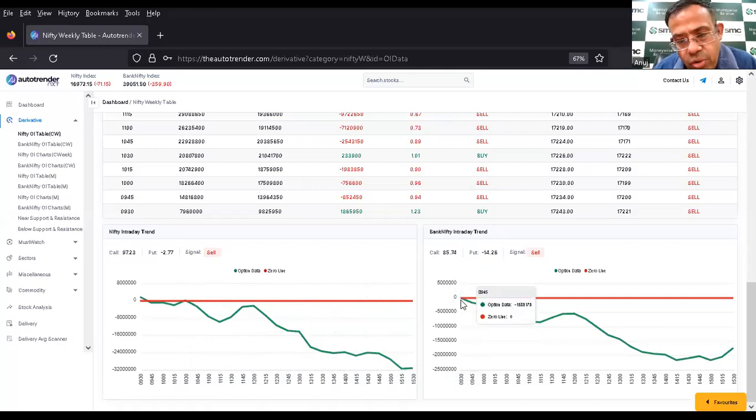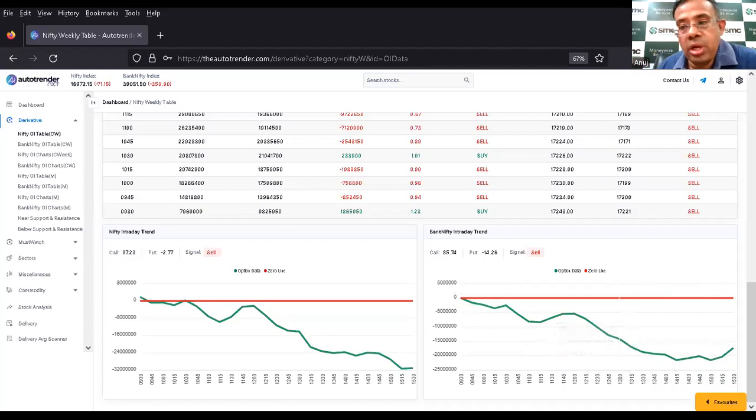Whereas for Bank Nifty, you can easily see that right from the very beginning of the session, it was on a negative side and it never came up, never showed any signs of reversal. And it continued downside movement till 14:30, and eventually it closed well below the zero line. And it is quite acceptable that when the market is weak, then the option data will be below the zero line.